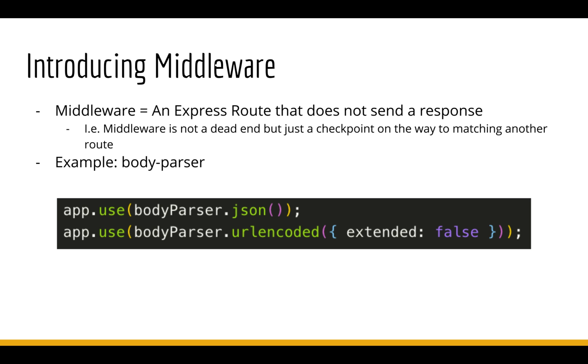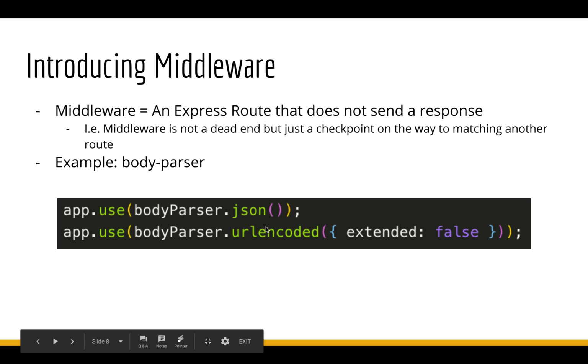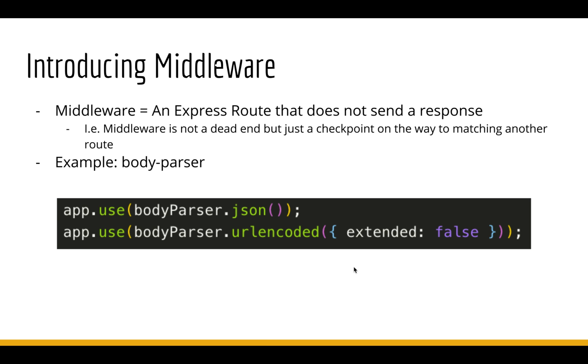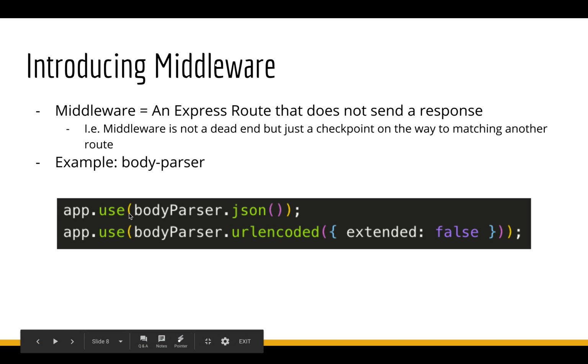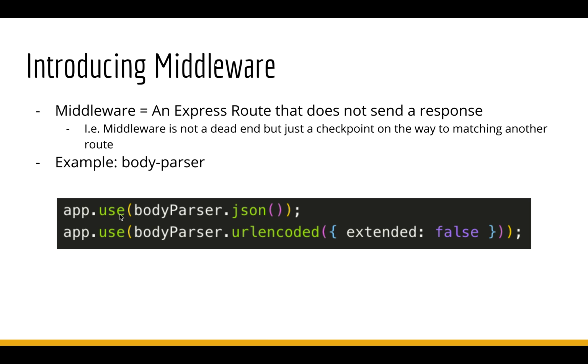This is actually something you should have seen already with body parser. We've already used it in our projects to be able to access things that were posted to us in req.body. So body parser is middleware. You see here we're using app.use, so it's going to match with every single request that comes in, and we're essentially applying this method to the request that's coming in.